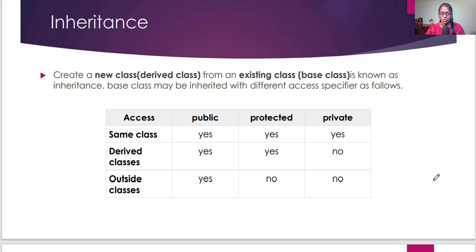The next important OOPS concept is inheritance. Creating a new class from an existing class is known as inheritance. Okay, so we are deriving a new thing from an existing one.